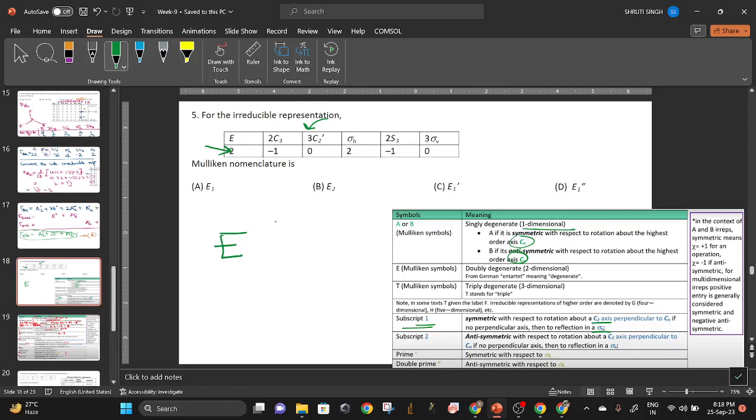it is symmetric. Now +1 or -1 will come only when the basis is one dimensional. So if the basis is multidimensional, we will have any positive number. If it is any positive number, that means it is symmetric. If it is a negative number, that means it is anti-symmetric. So that thing is written over here.